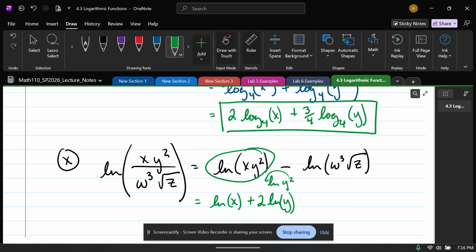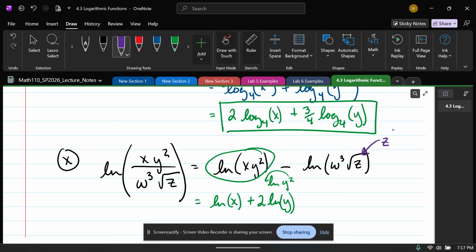Okay. Notice that both of those pieces are positive. Right? Because that came from the numerator of the fraction. So this is a positive natural log of x. This is a positive 2 natural log of y. Now, let's go to split that apart. I got that radical in there, though. So what is the square root of z the same thing as?